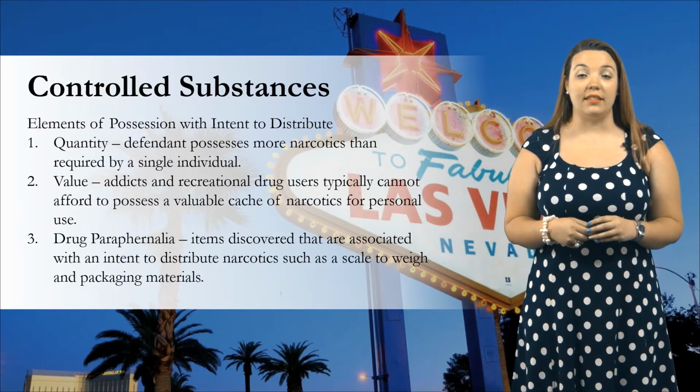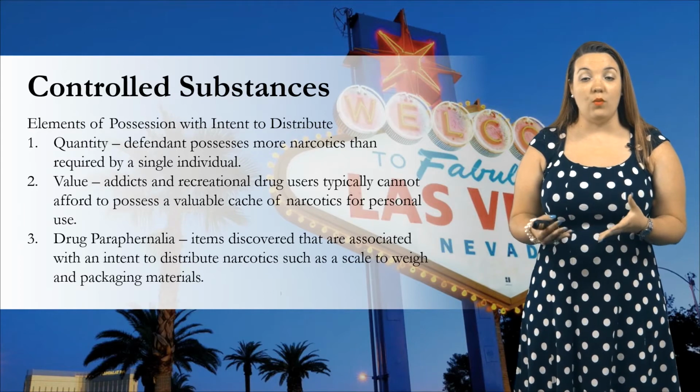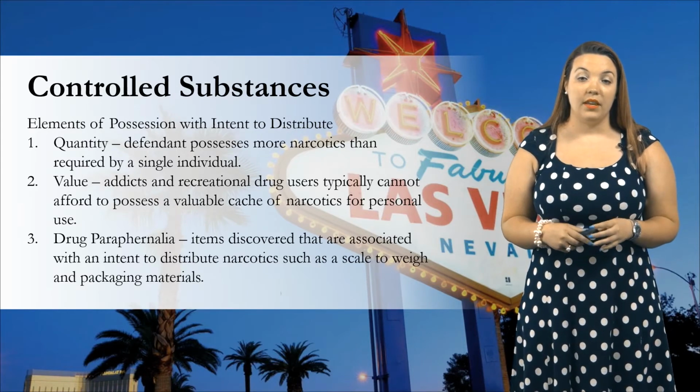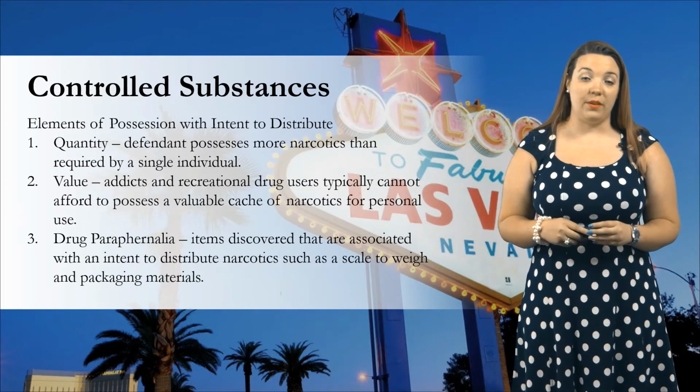Finally, we have to look at some sort of drug paraphernalia. This includes anything that might work to break up the large amount into smaller quantities to sell. This might include smaller baggies, a scale, or other packaging materials.